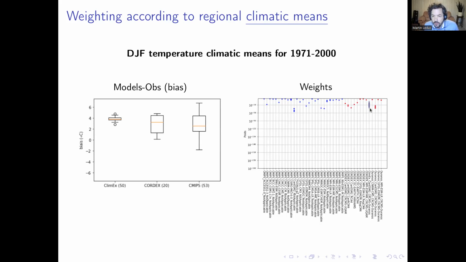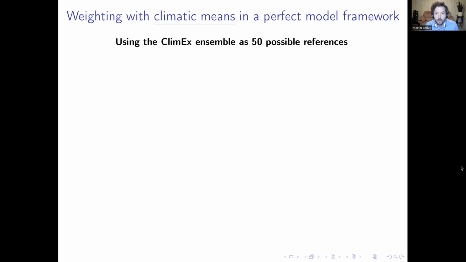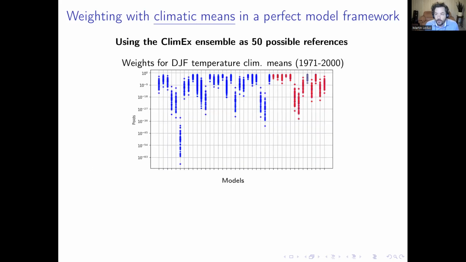You can see here the CLIMAX 50 members that are grouped together. And to see a bit more about the impact of internal variability, we can use a perfect model framework. Here we use the large ensemble, each member as a virtual reference. So we compare each simulation with each simulation from the large ensemble. So it will be each simulation times 50.